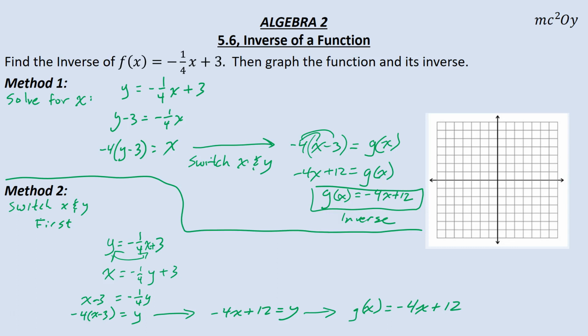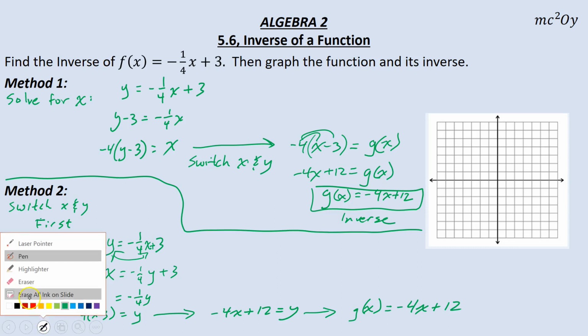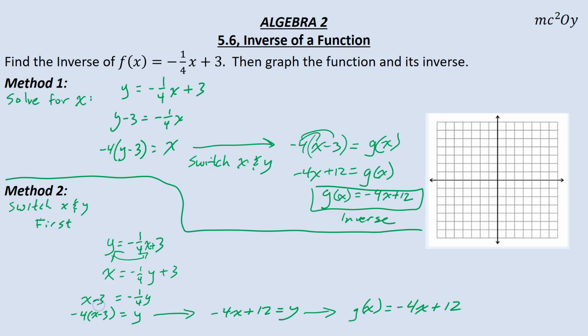What I am going to do though, is graph the original function here. Okay, f. The y-intercept is 3: 1, 2, 3. We have a slope of -1/4, so down 1 and over 4: 1, 2, 3, and 4. And we see the trend. Got to go up one there. And we have our graph here.